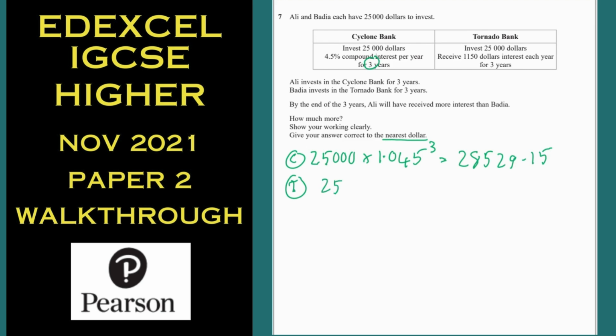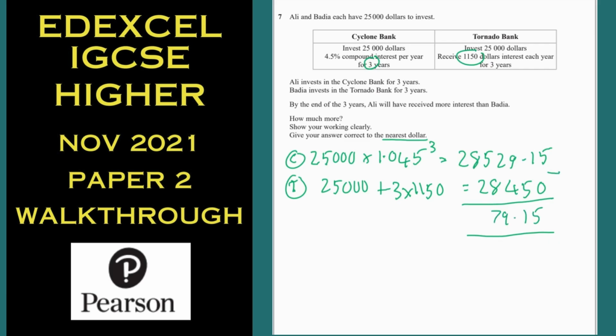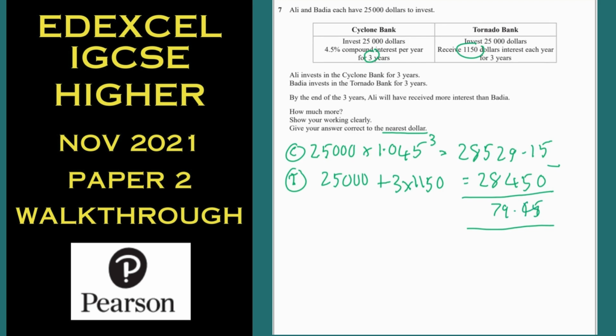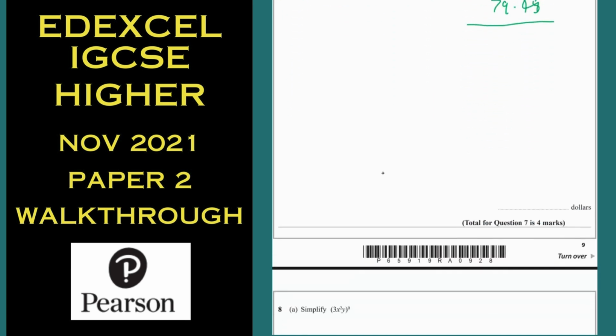It's 25 grand, and there's no percentage. It's simple interest. It's £1,150 each year, so it's 3 lots of that. And your calc should give you 28,450. How much more? That means difference, which means do a subtract. 79.15-ish, but obviously we're wanting nearest pound, so that will be 79.